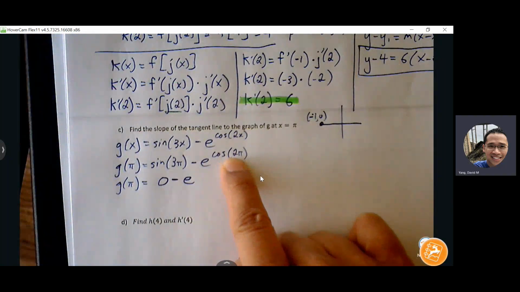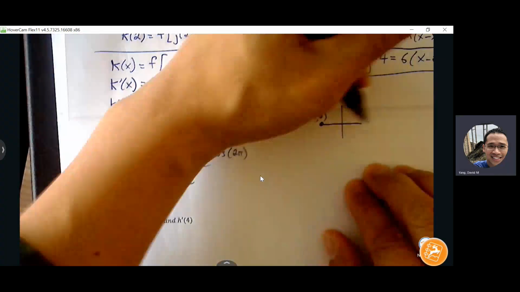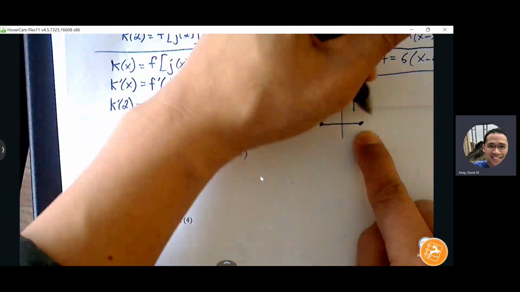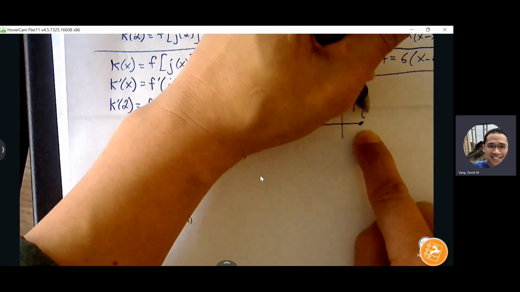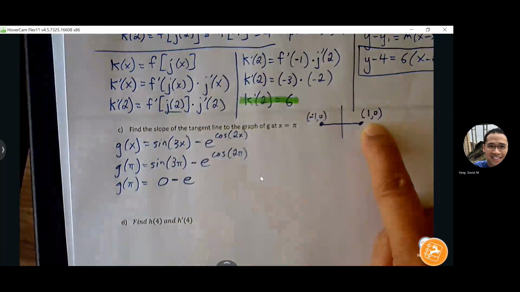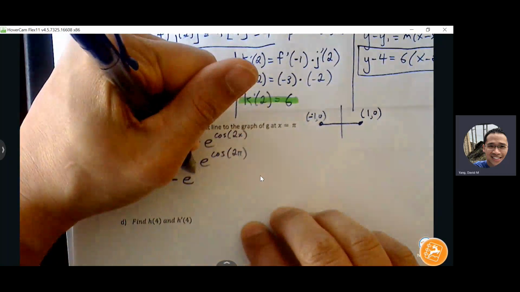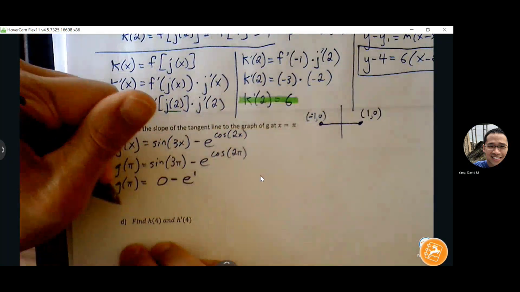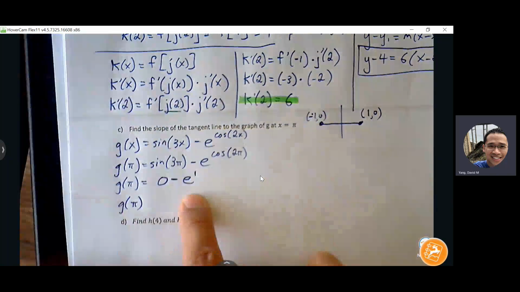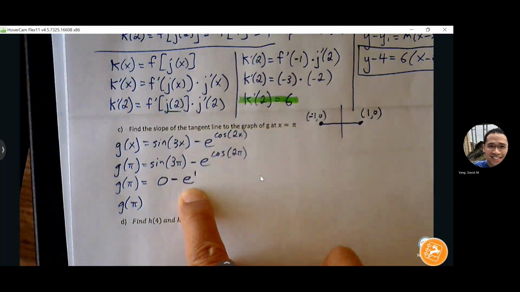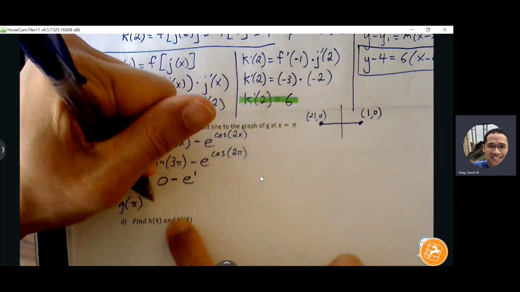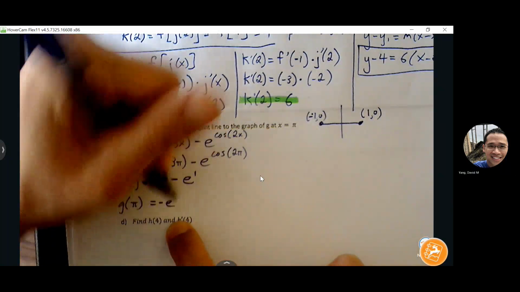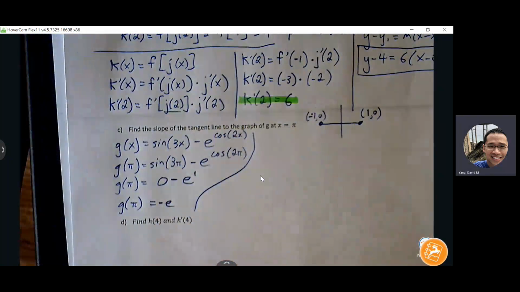And what's cosine of 2 pi? Okay, let's look at the ordered pair here. This is 2 pi or 0. The ordered pair here is 1, 0. What's cosine of 2 pi? 1. Right? So e to the first power is just the same thing as negative e, right? Okay, so there's my ordered pair.